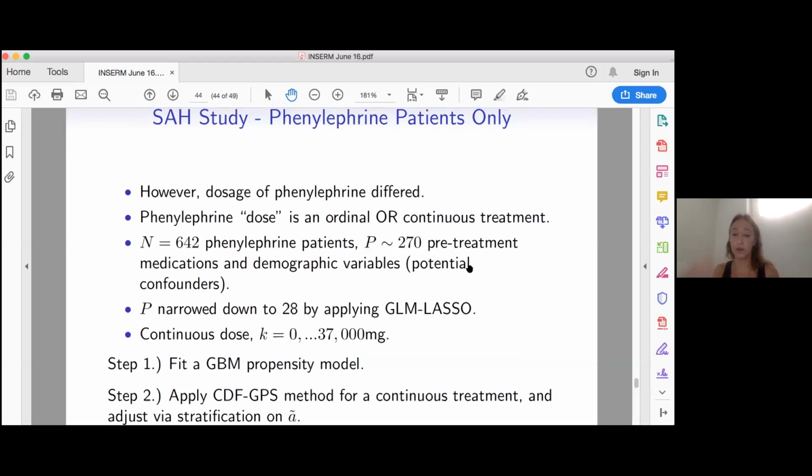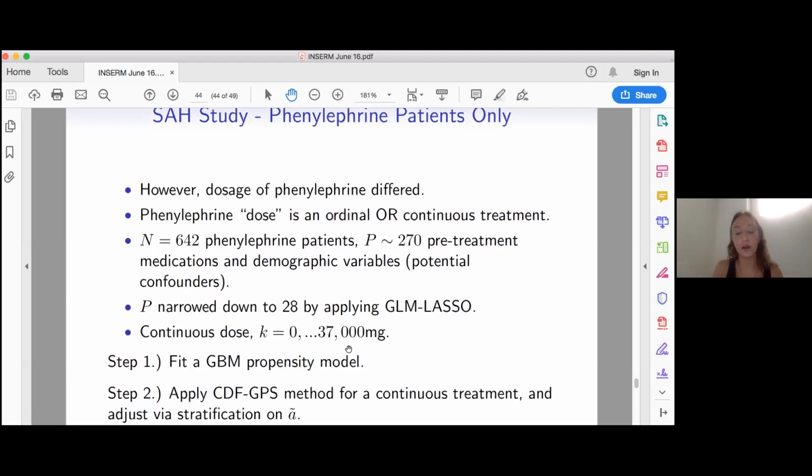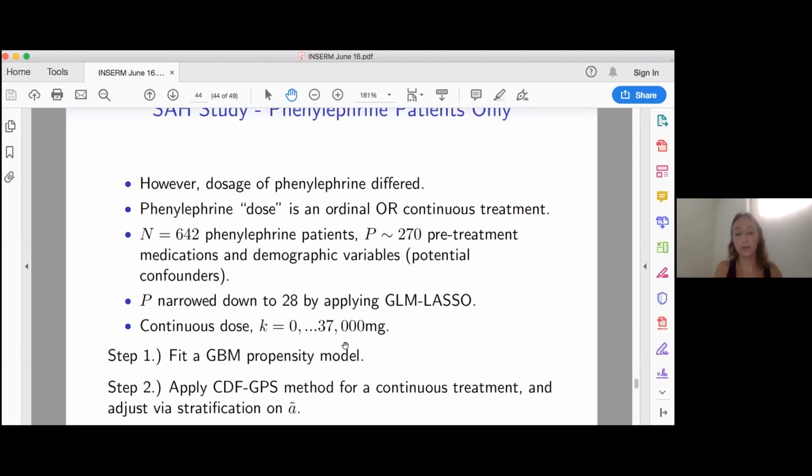270 pretreatment confounders, which we had to narrow down by GLM lasso because when we threw these into any machine learning model, it would not converge. So we actually had to narrow it down. And that's fine. We narrowed it down to 28 confounders. And our dose was a huge range. So we're certain there are some typos, that 37,000 milligrams is not a dose. But that's EHR data. And we spent many months cleaning it, and that's what we get. Let's just assume that's okay.